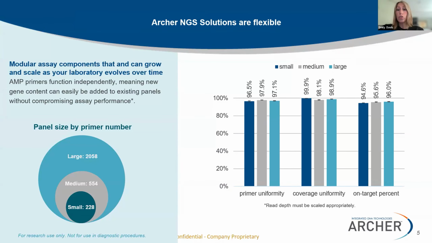The large panel includes all the primers from small and medium panels. What's important here is that the assay performance remains consistent even as more biomarker content is added. This means you can start with an off-the-shelf assay or build a custom one, and it can evolve with your research over time. As new targets are discovered, you can expand your assay without impacting its core performance.